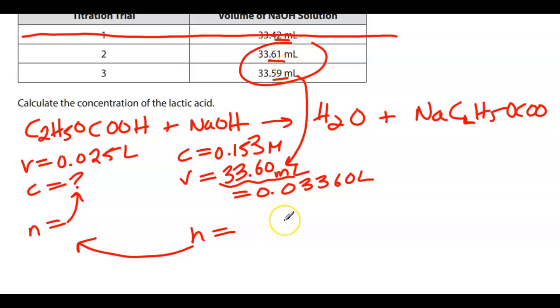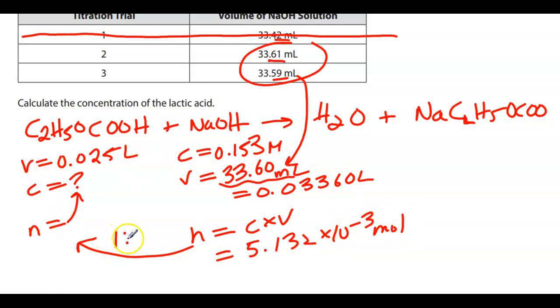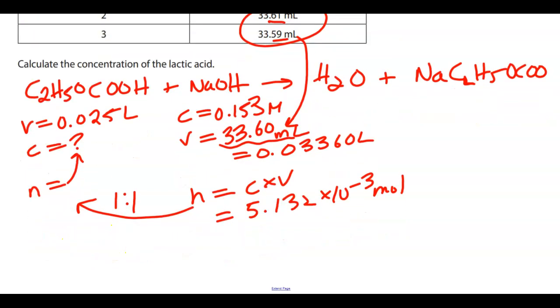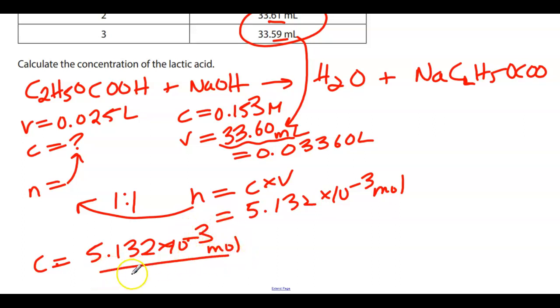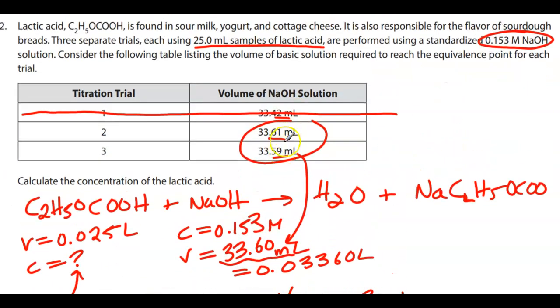So the final concentration, if we were to work this out, you would do C times V here. You would get moles of 5.132 times 10 to the negative 3 moles, which, of course, is a 1-to-1 ratio, so it's the same. So the concentration for our lactic acid would be our mole value, 5.132 times 10 to the negative 3 moles, over our volume in liters. So we end up getting the answer here, and you look at this for significance as well.